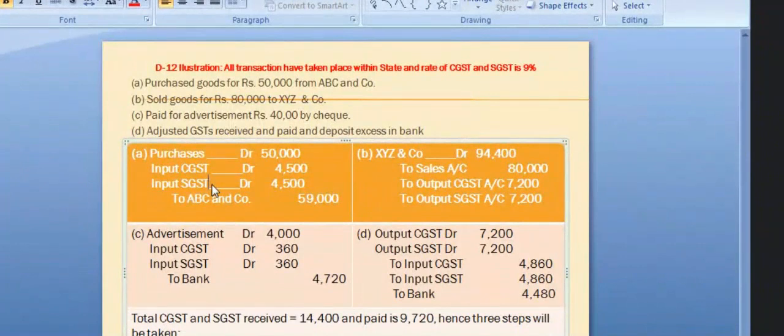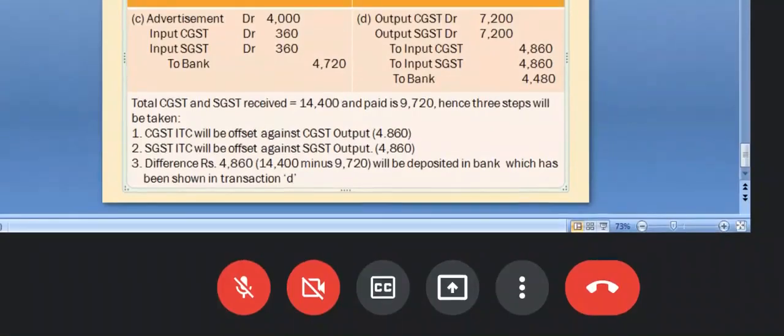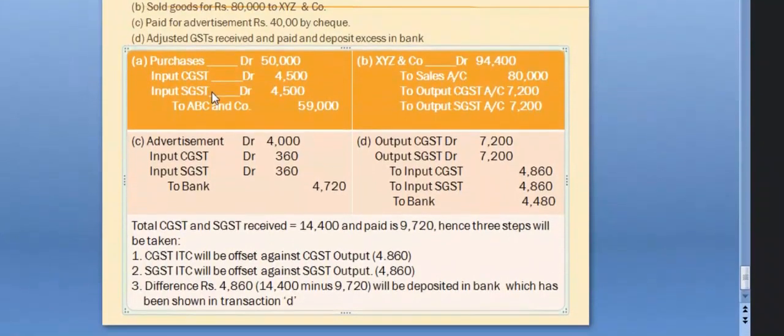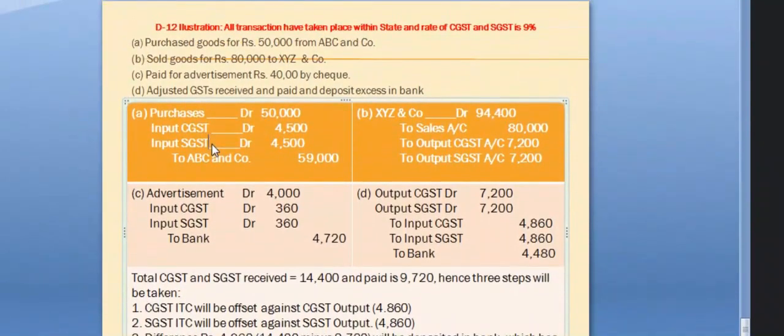So you are buying goods for 50,000. I have explained it somewhere that in all cases 18% has been taken as GST. So just stay at serial number 1 itself. You purchase goods for rupees 50,000 from ABC and company. Suppose there is no GST, what will you do? Purchase will be debited and ABC will be credited.